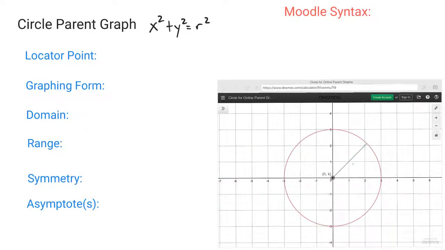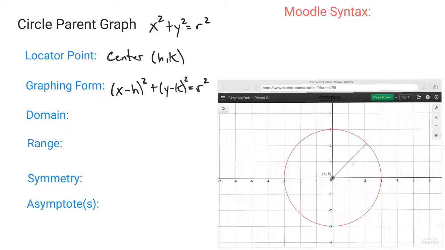So the locator point for this circle is called the center, and that is still at the point (h, k), as always the locator point is. Now for the graphing form, you're going to shift both the h and the k. The h is always grouped with the x, so (x minus h) quantity squared. And now we have to do (y minus k) to shift the y value with the k. And that is still equal to r squared.